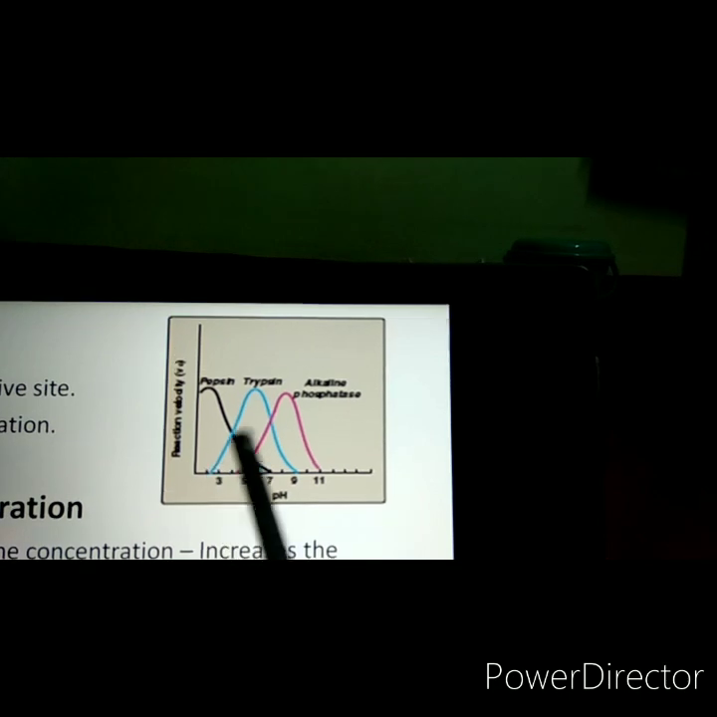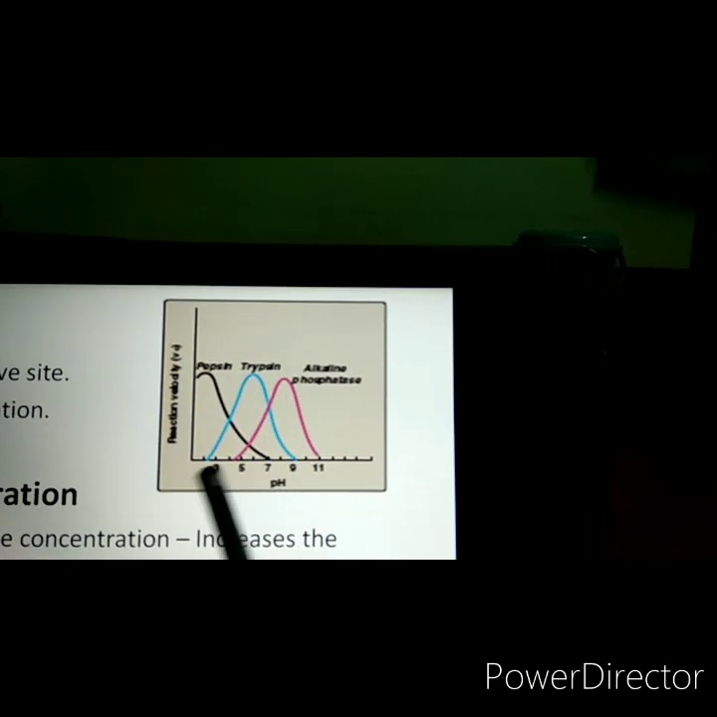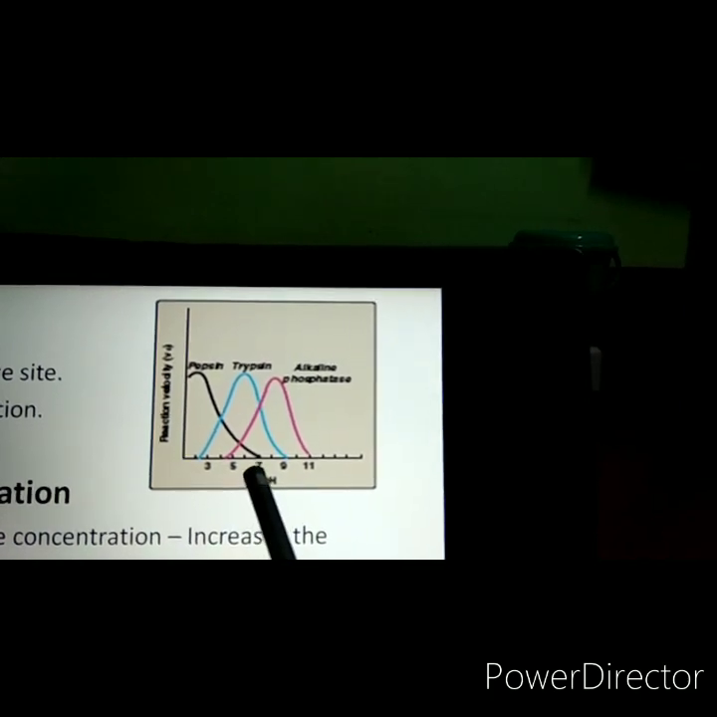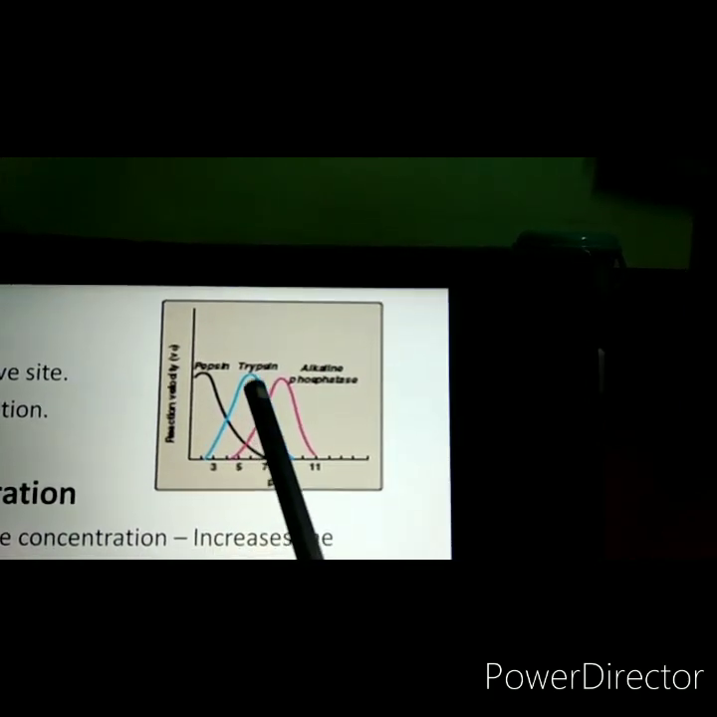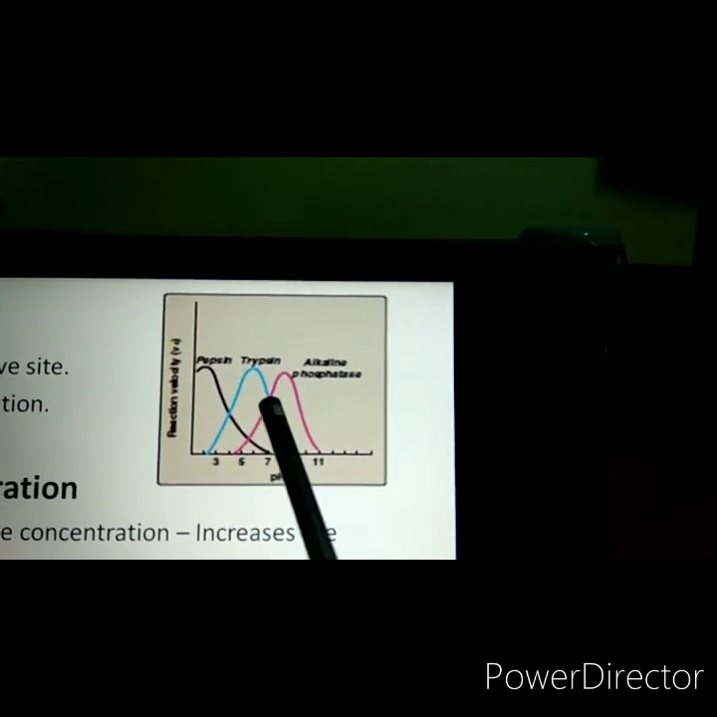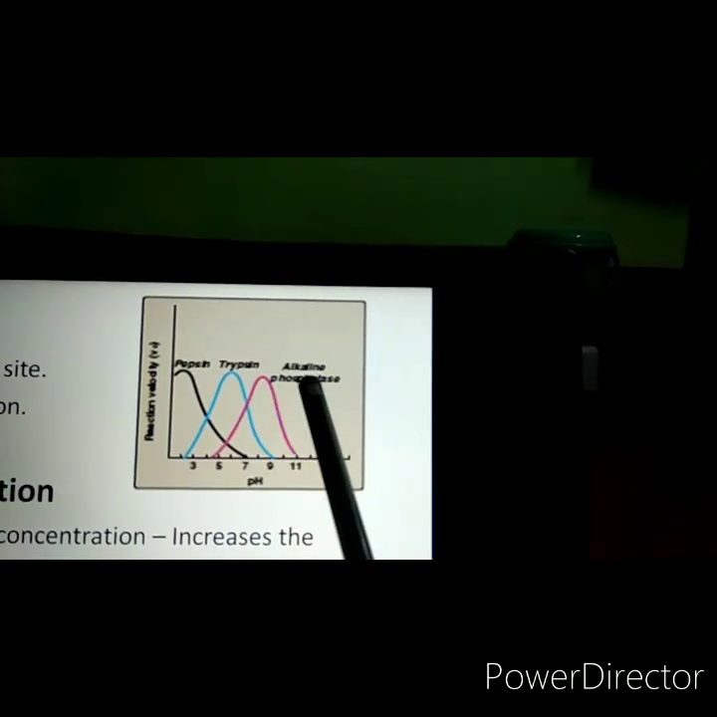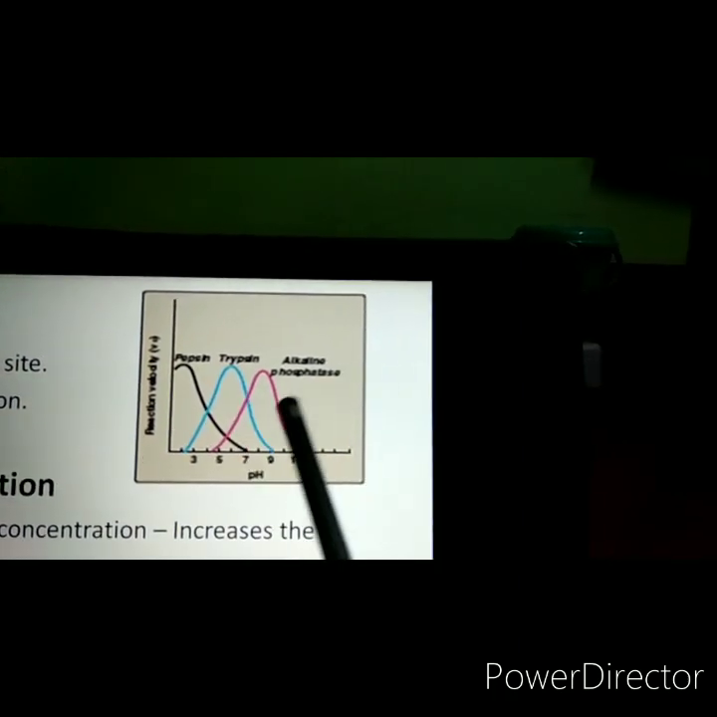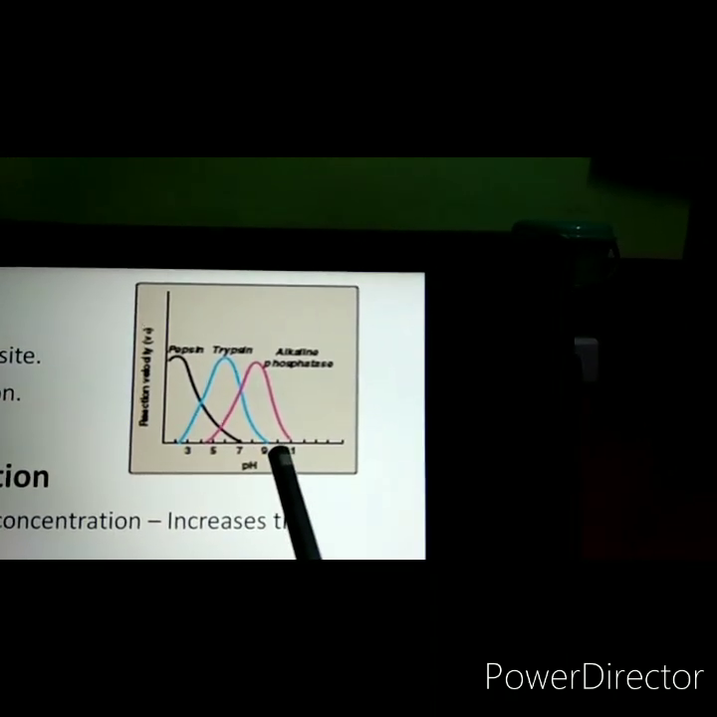Similarly, the blue colored graph is for trypsin. This is also a digestive enzyme that is highly active between pH 5 and 7. Beyond this pH range, the activity of the enzyme is lost. Similarly, for alkaline phosphatase, as the name indicates, it is active at alkaline pH, that is, pH between 8 to 10.